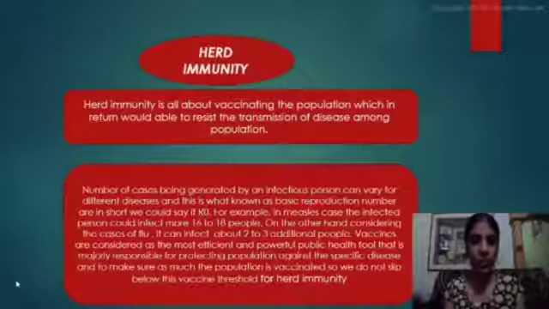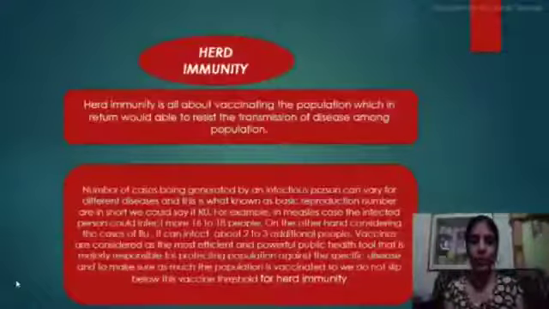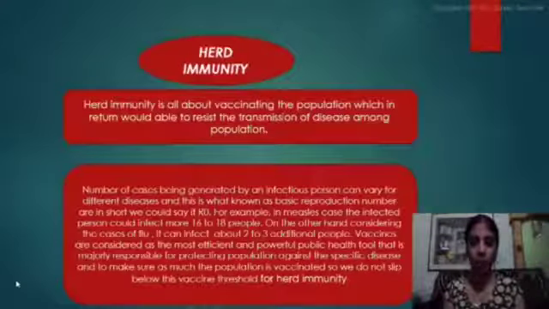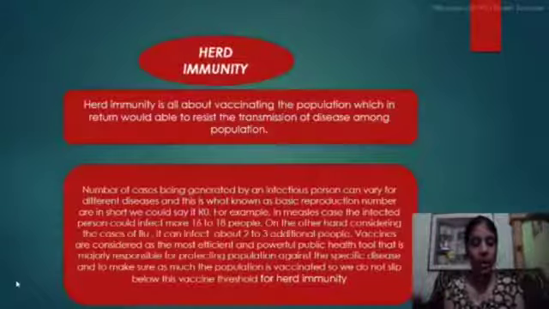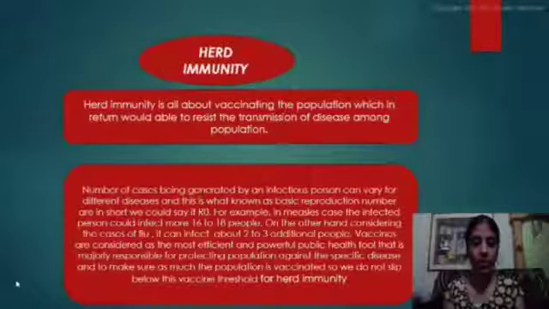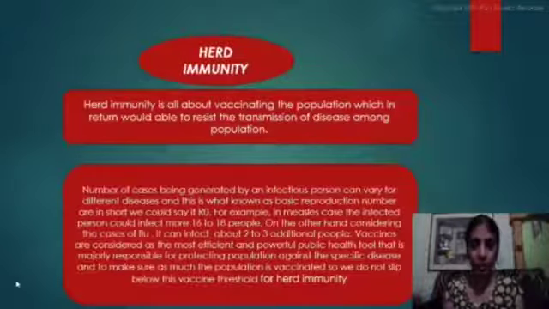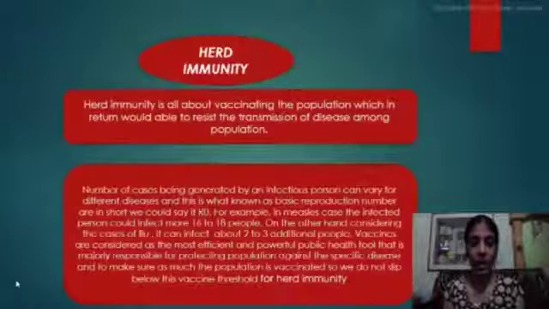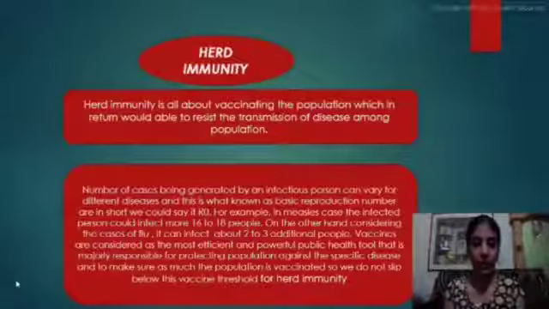So what is herd immunity? It's all about vaccinating the population, which in return is able to resist the transmission of disease among the population. The number of cases generated by an infectious person can vary for different diseases, and this is known as the basic reproduction number, or in short, R0. For example, in measles, an infected person could infect more than 16 to 18 people. On the other hand, in the case of flu, it can infect about 2 to 3 additional people.